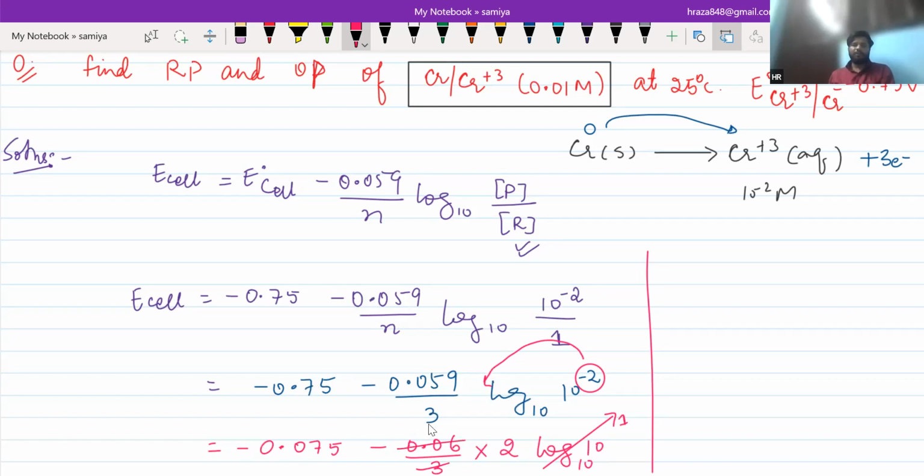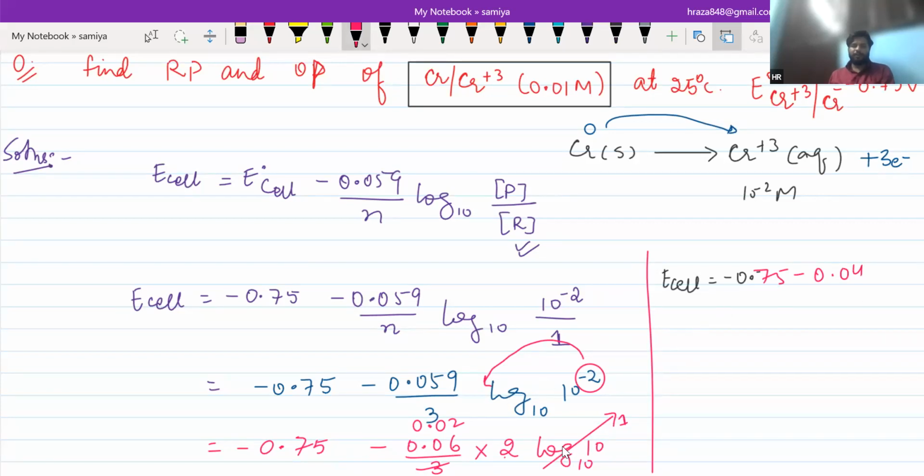And again, you can cancel this 0.02, it will be cancelled by 3 into 0.02 will be equal to 0.06. So E cell will have a value that is minus 0.075. Now it is 0.75. I can write minus 0.75 minus 2 into 0.02, that will be equal to 0.04.